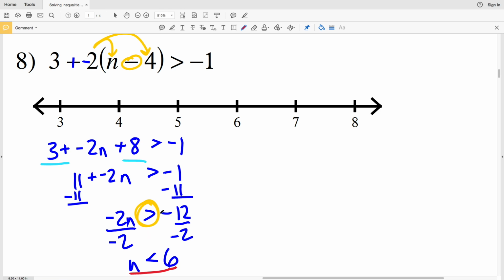And it became less than because I divided by a negative, so I switched the inequality from greater than to less than. So n is less than 6. I'm going to circle the 6, not fill it in since n is not less than or equal to it, but only less than, so I'm going to shade everything to the left.